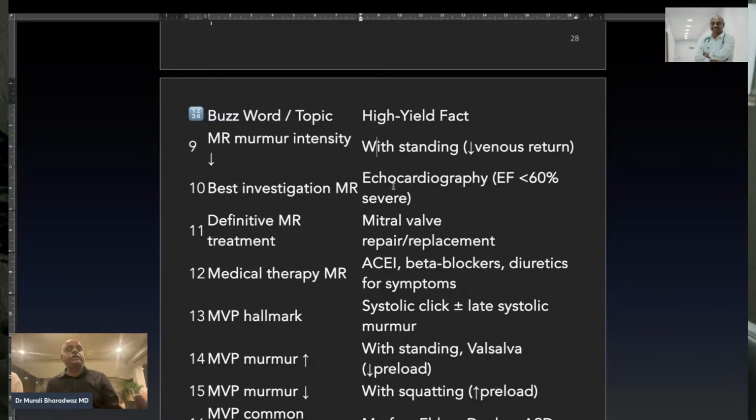Now a very important rule. All the regurgitant lesions improve in pregnancy. Why? In pregnancy, there is a high progesterone. Progesterone leads to smooth muscle relaxation of the blood vessels, leading to vasodilatation. That will decrease the peripheral resistance, and that will decrease the regurgitation. All stenotic lesions worsen with pregnancy.